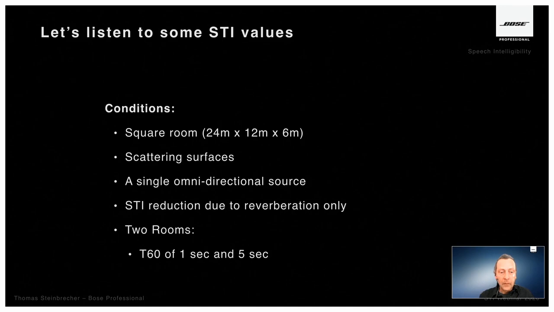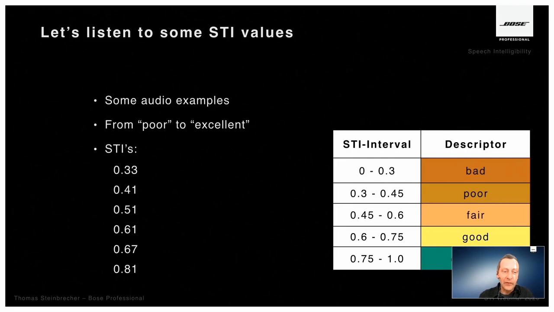It has essentially only reverberation. So we don't add any noise, and there are also no discrete echoes that we would add to the simulation. And in order to get a decent range of intelligibility values, I made two different rooms, same size, but different materials, so different reverberation times. One of the two rooms, and you will easily hear that when you hear the examples, has about 1 second of reverberation time, and the other room has about 5 seconds of reverberation time.